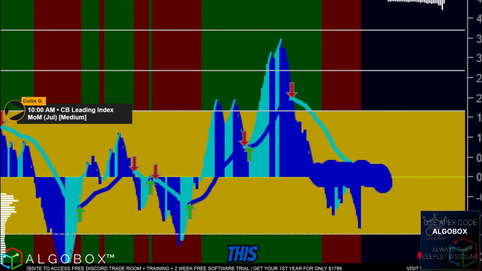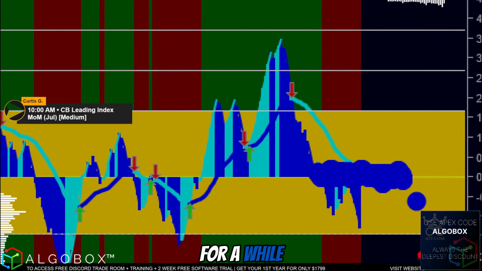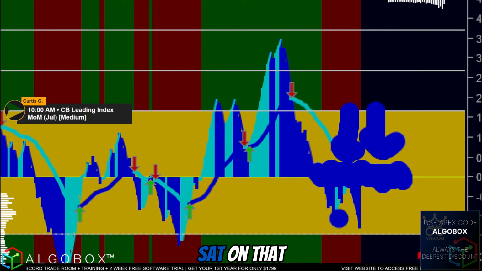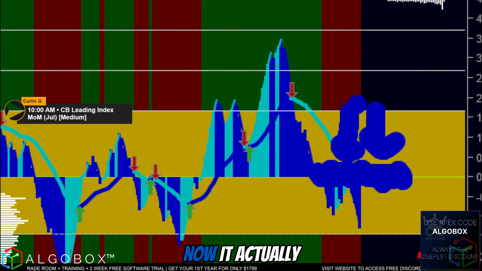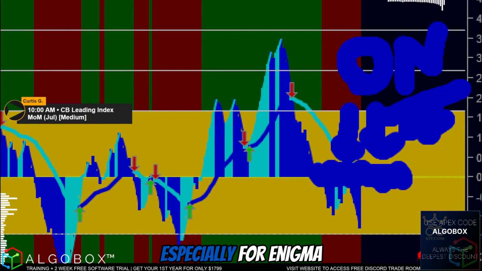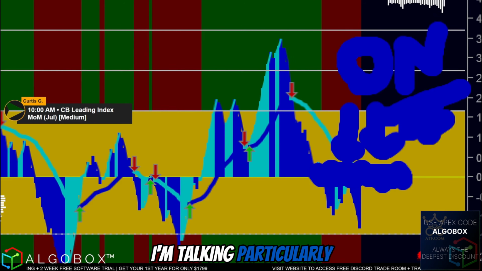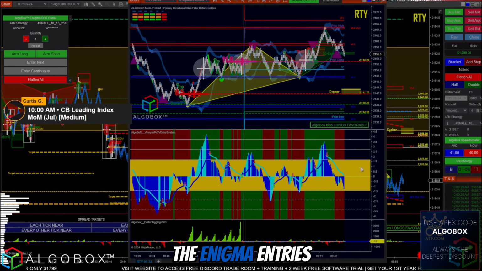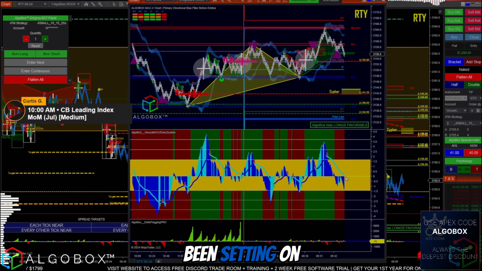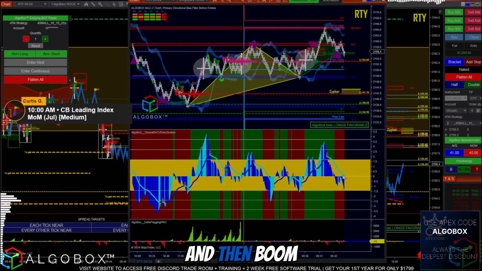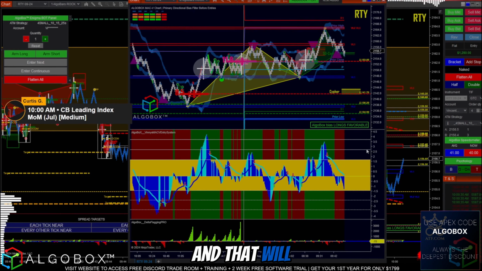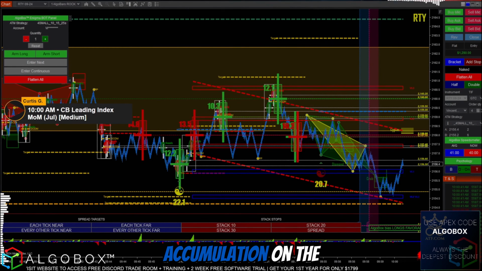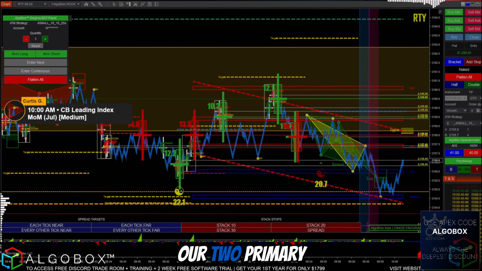If we have been doing like this on the flat line for a while, now I want to turn it on, and I would probably turn it on when it's right about here. If we have sat on that flat line for any period of time, now it actually works in my favor, especially for Enigma, by the way. I'm talking particularly Enigma entries, which are still, in my opinion, currently the most powerful entries that we have. The Enigma entries, I will turn them on if we have been sitting on that flat line for a while, and then boom, I want to take it as we move off, and that will end up being a distribution leg. Get to catch a distribution leg off of that accumulation on the flat line. So those are our two primary filters.